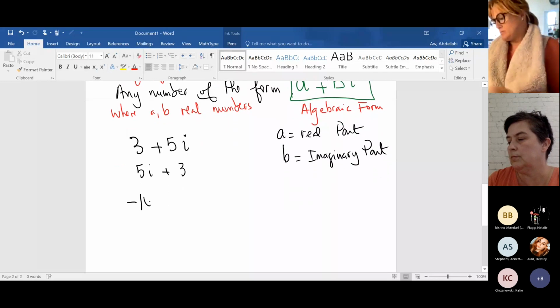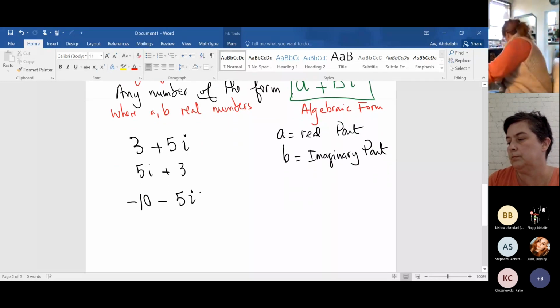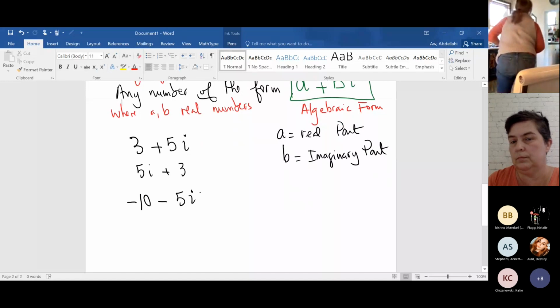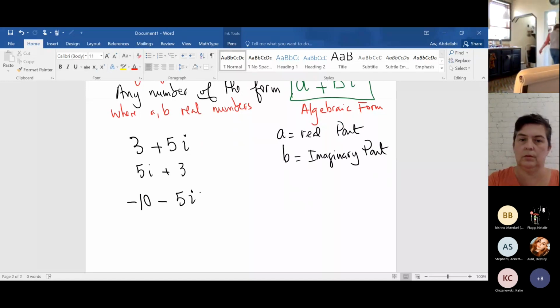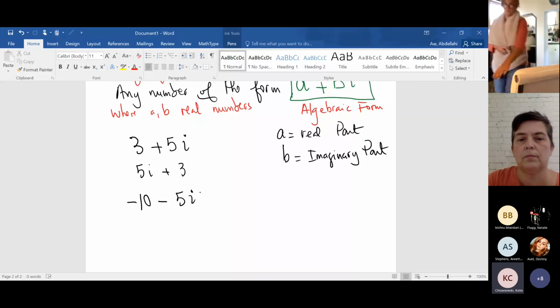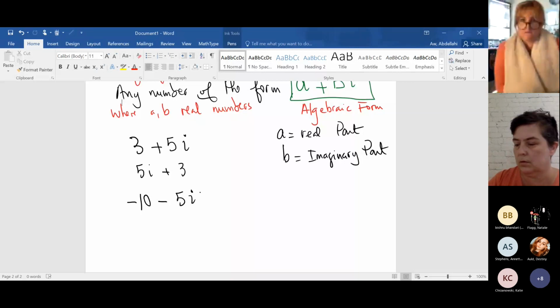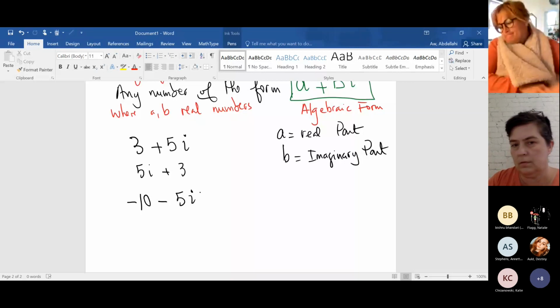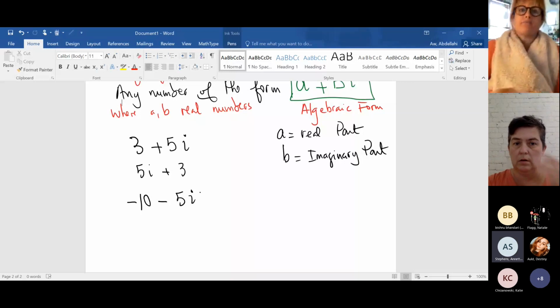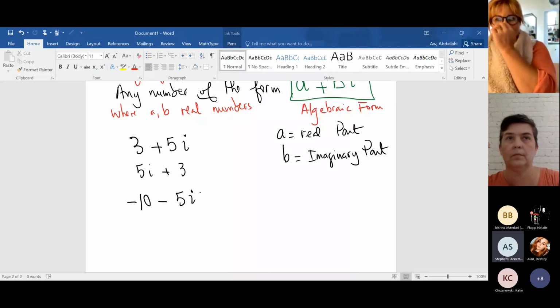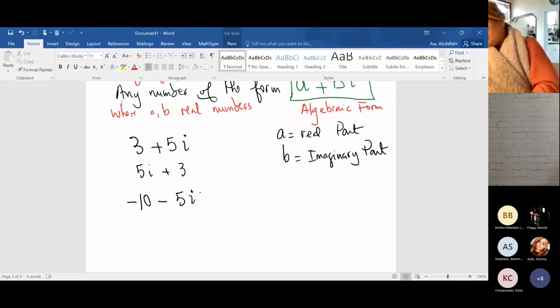What about negative 10 minus 5i, is that a complex number? Yes, it's a complex number because negative 10 is real and negative 5 is real, but i is imaginary. So this is a complex number because it does match a plus bi. Who plays a here? Negative 10. Who plays b? Negative 5. Thank you. So now, is 7i a complex number?